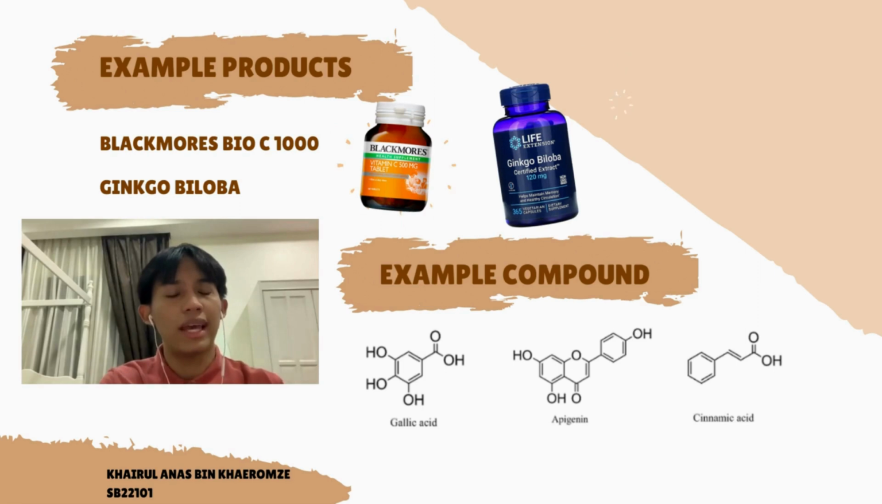Next, what are example products of flavonoids? There are many products that contain flavonoids, such as Blackmores Bio C 1000 and Ginkgo biloba. We can find these products at drugstores such as Watsons and Guardian. Example compounds contained in flavonoids are gallic acid, apigenin, and cinnamic acid.